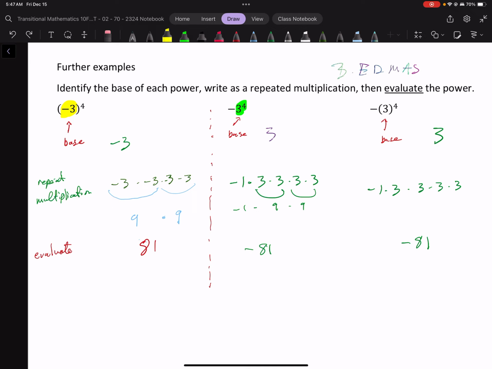Last but not least, they meant the same thing, but people like to write it different. Negative, in brackets, 3 to the power 4. Well, 3 is in the brackets, it just wants to be considered as 3. And if we raise 3 to the power 4, we had to evaluate the exponents first. And then this negative sign was considered a multiplication.